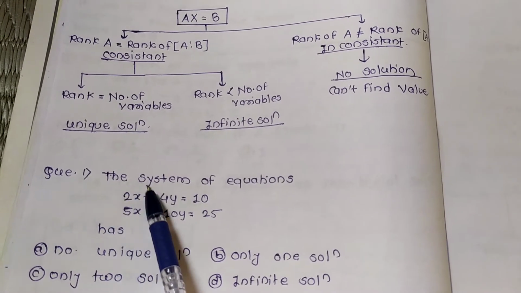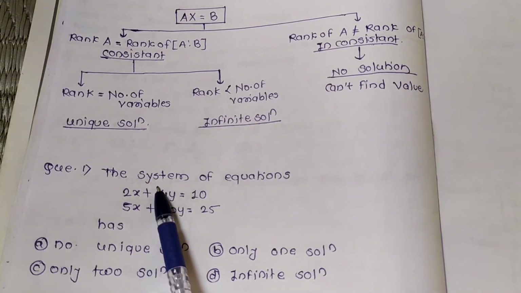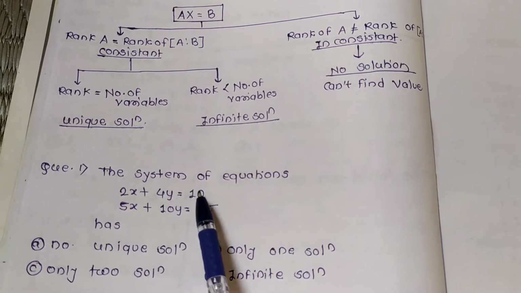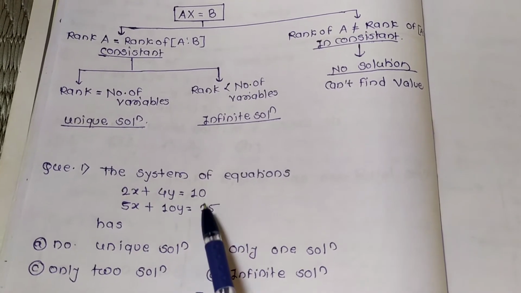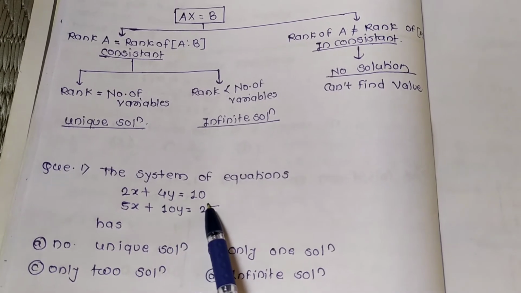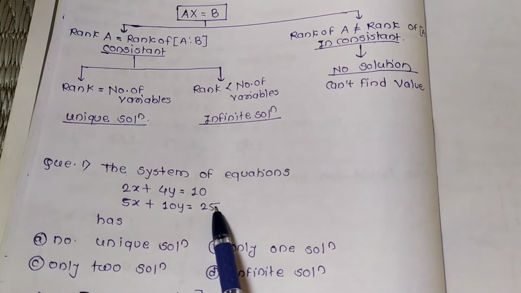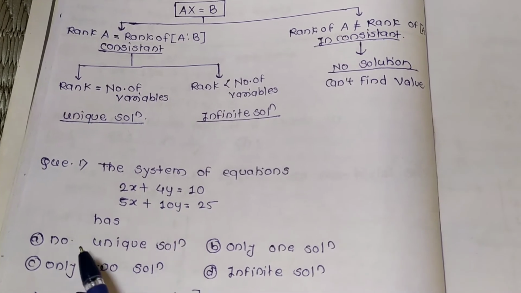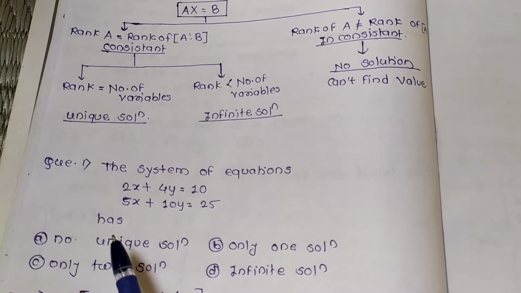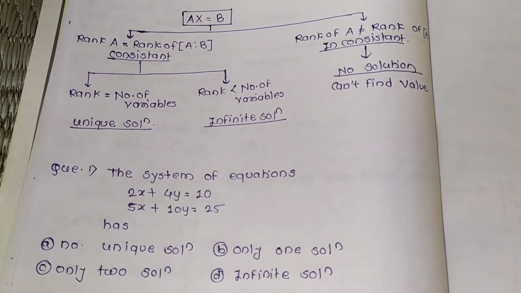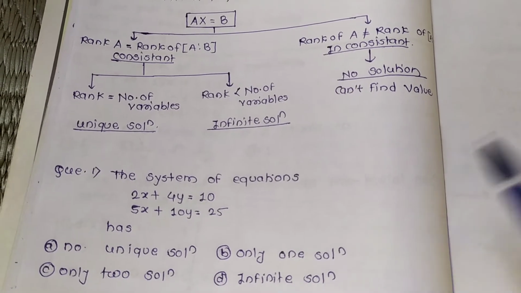Now, the first question for the solution of a linear non-homogeneous equation. Why non-homogeneous? This is the B matrix and this is a non-zero matrix. Hence, the system is a non-homogeneous system. The options are: no unique solution, only two solutions, only one solution, and infinite solutions.